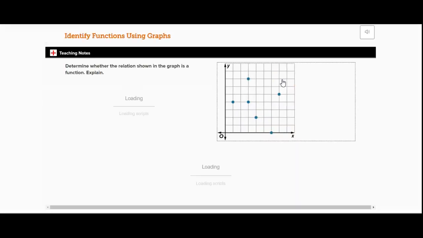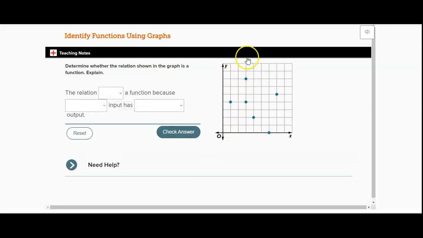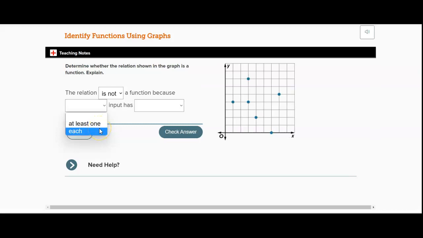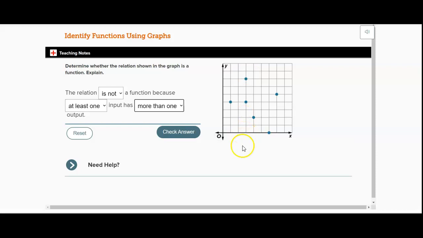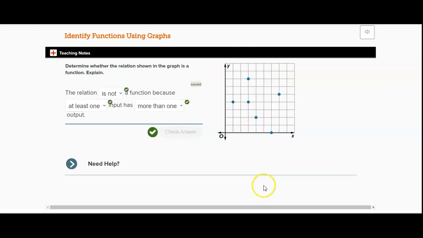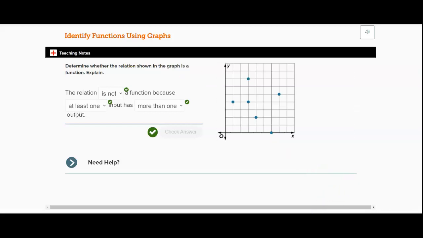Let's look at another example, not in your book. Is this one a function? If I draw a vertical line here or here, there we go. This vertical line touches more than one point, so at least one input has more than one output. So it doesn't matter if the rest of these are good. If there's any x that has more than one y, it is not a function. If I can draw a vertical line anywhere and it touches 2 points, it is not a function.